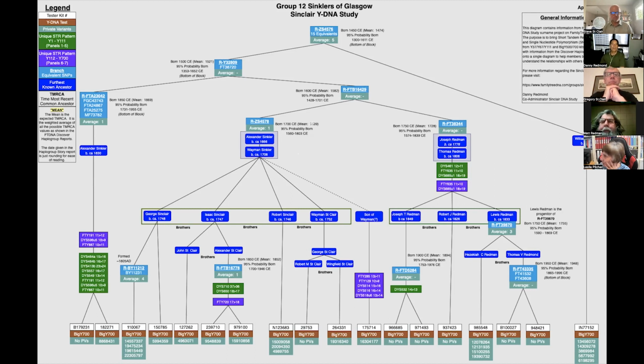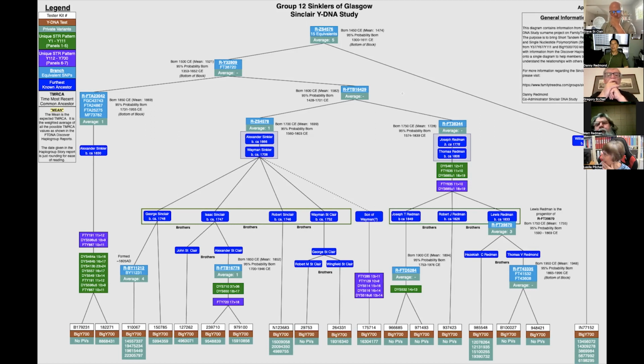But when we first tested, Steve and I didn't know if his Sinclair line was Redmond's, and I didn't know if my Redmond lines were Sinclair's. But as we tested, we created new branches that formed above our 2 branches. Well, we know that the individuals that descend from this Y32809, they were all Sinclair's.